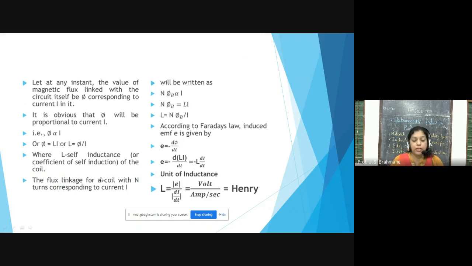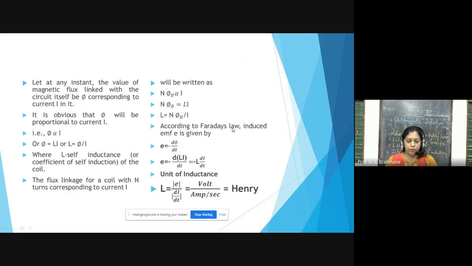The flux linkage for a coil with N turns. Now, this was only for a single turn, but if there are N number of turns corresponding to I, the equation will be N phi B is proportional to I. So instead of phi, we take N number of turns, this increases. So N phi B is equal to LI. So here L is equal to N phi B upon I.